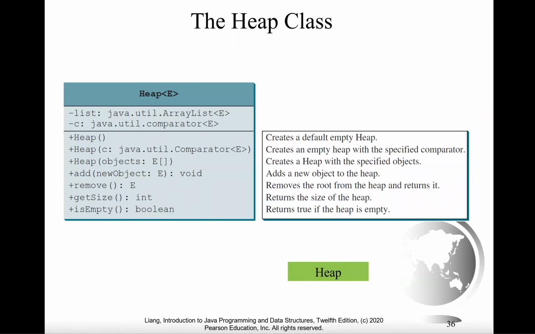You can construct the heap using the no-arg constructor, and to compare the elements, you use the natural order, the Comparable interface. So if you add strings into the heap, the strings' compareTo method is used to compare them. If you use numbers, the numbers' compareTo method is used. You can specify your own comparator using the second constructor. There are also methods to add a new element into the heap, remove the root from the heap, get the size, and check isEmpty.